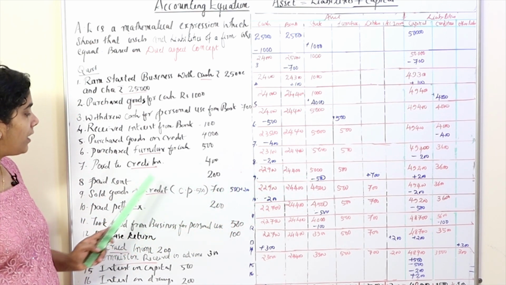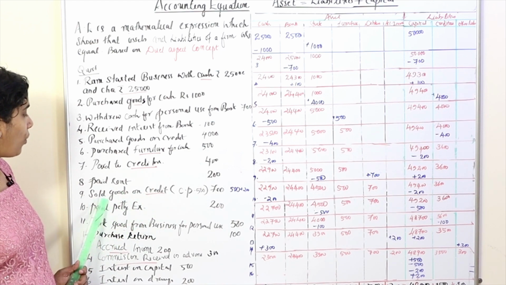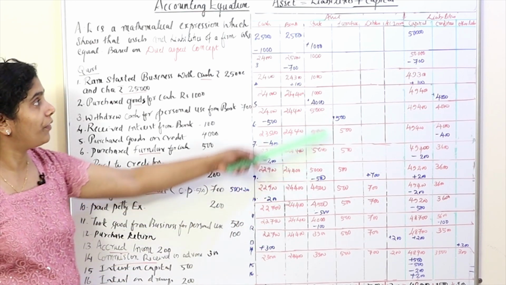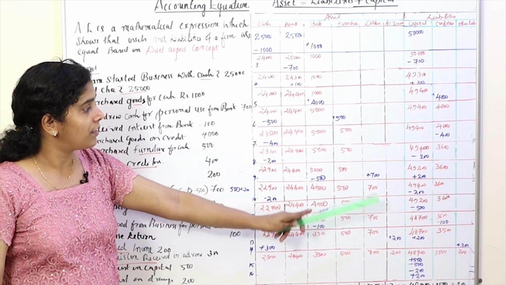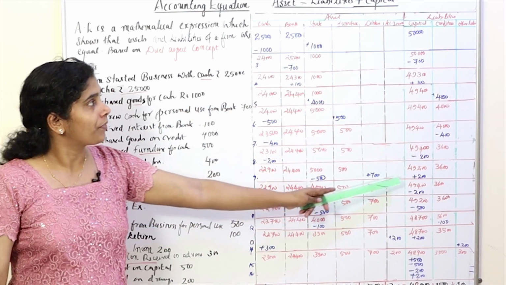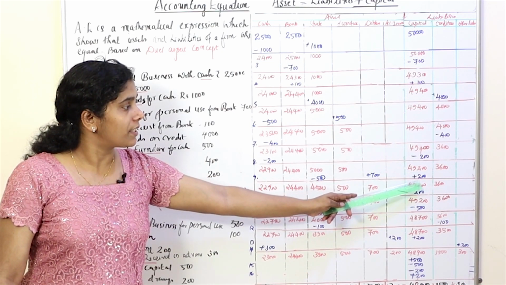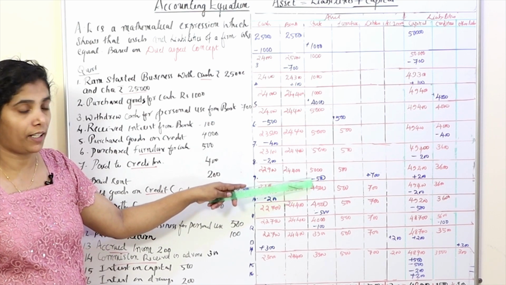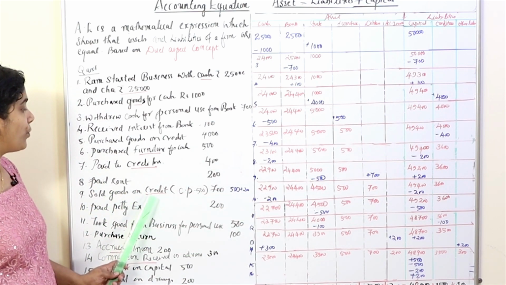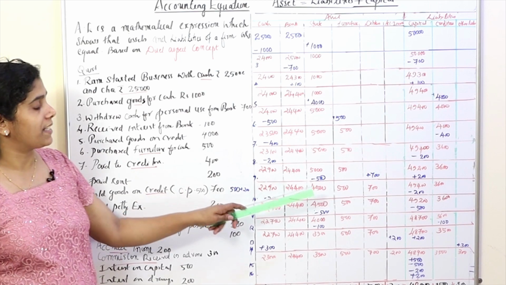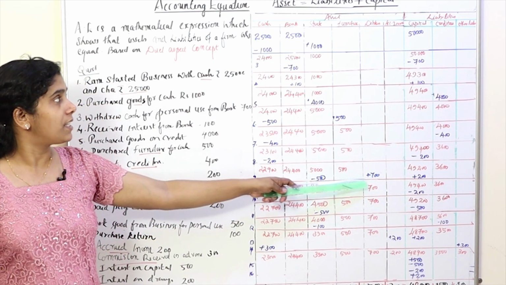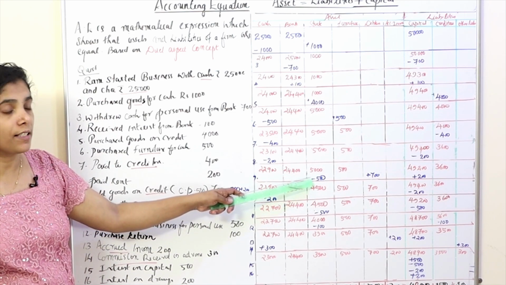Then the 700, this is on credit. Sold goods on credit means debtors. Debtors are increasing, so we have to add a new column for debtors. So debtors is increasing, the capital owner is getting profit 200, and the stock is reduced by 500. So that is sold goods on credit. It is affecting three places: one is profit for the owner, then debtors are increasing, then stock is decreasing.